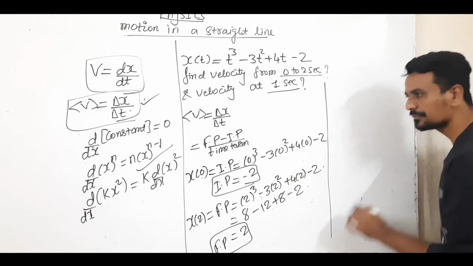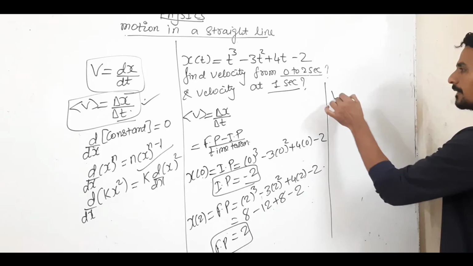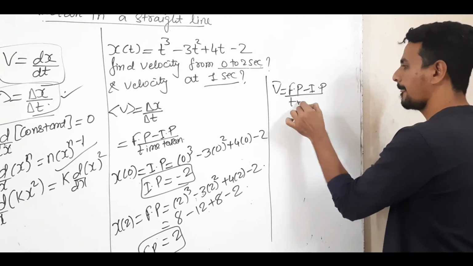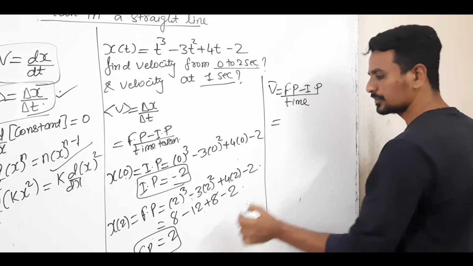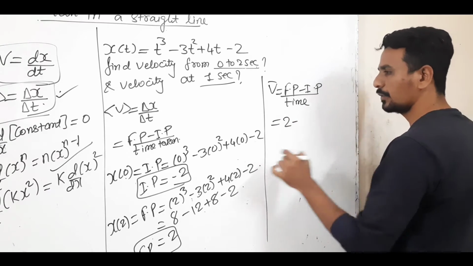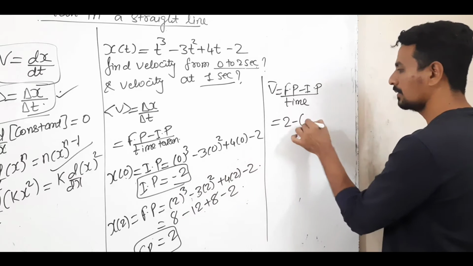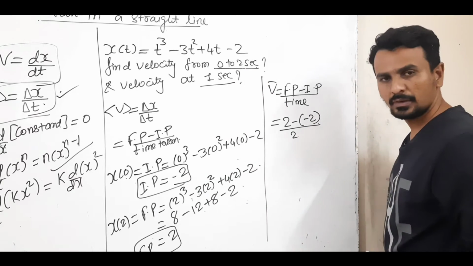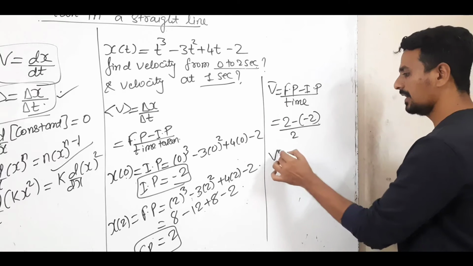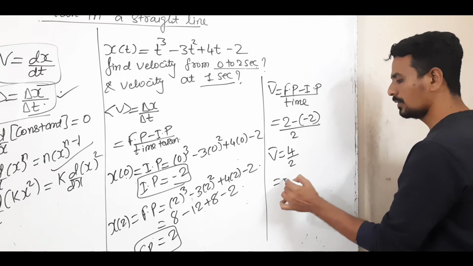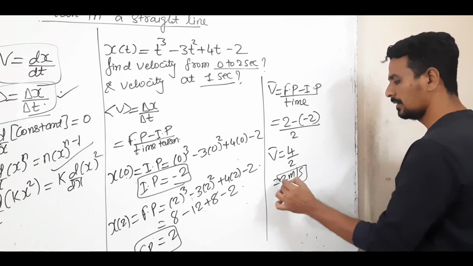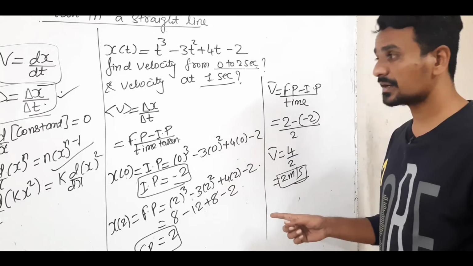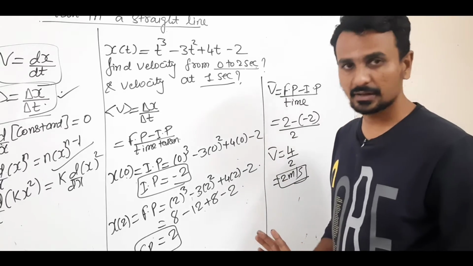So your average velocity will be final position minus initial position upon time. What is the final position? 2. Minus what is the initial position? Minus 2. What is the time taken? 2 minus 0, so that is 2. Clear? So this will be 4 by 2 meter per second. This is how we calculate average velocity. See, never differentiate in order to get average velocity. Clear?